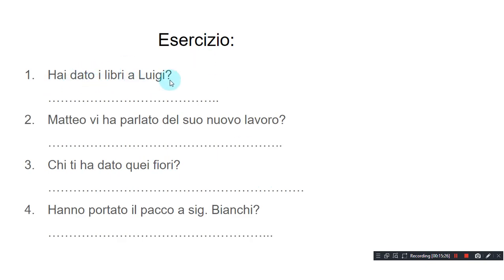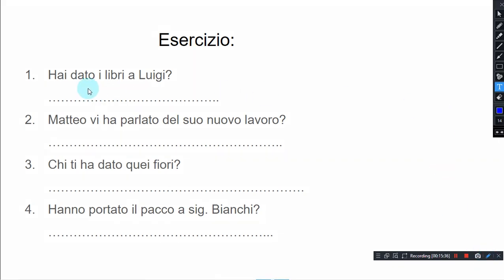Hai dato i libri a Luigi? And we should reply with a combined pronoun. Sì, glieli ho dati. We say dati because the direct object pronoun li has to agree in gender and number with the direct object pronoun. That's why we changed the last letter of the past participle into i. Did you give the books to Luigi? Yes, I gave them to him.